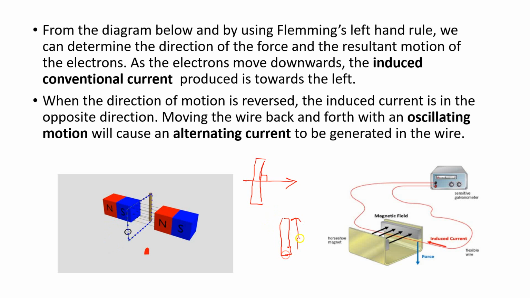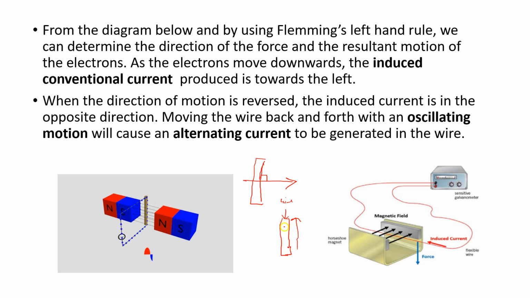Clearly, no magnetic field is cutting across the wire. So hence, you would not have a current being induced in the wire. So this is the wire, right? What if that was the wire and my magnetic field was going up like this?